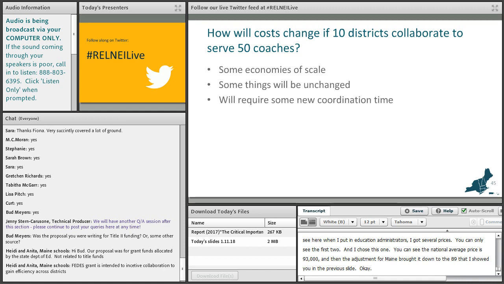Okay, so that kind of covers what's happening now, what the costs are now. So we next needed to consider how these costs are going to change if the 10 districts collaborate to serve 50 coaches. And as I mentioned to you, we were expecting some economies of scale, some things to be unchanged, and some added costs for the coordination time.